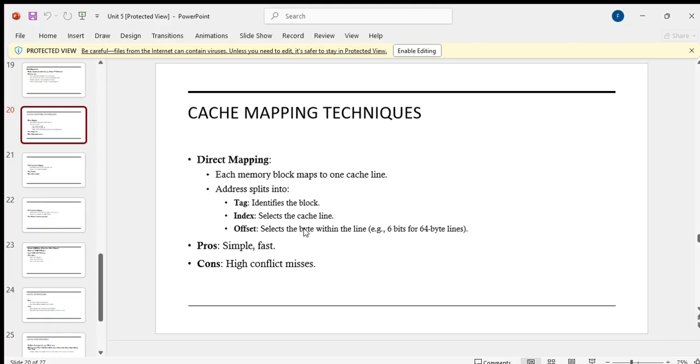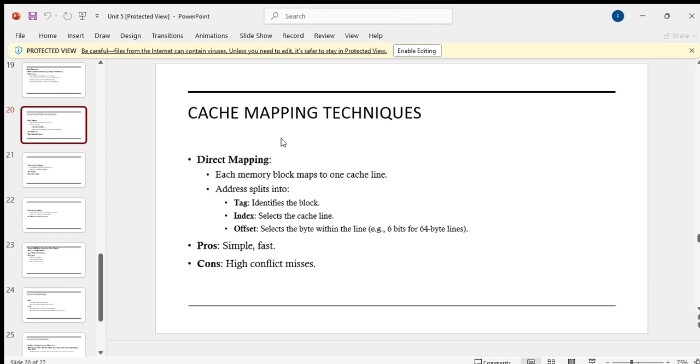Today, we are going to focus on direct mapping, one of the three main cache mapping techniques used in computer architecture. We have cache mapping techniques and we have different types of it. First of all, from our slide, we have the direct mapping.